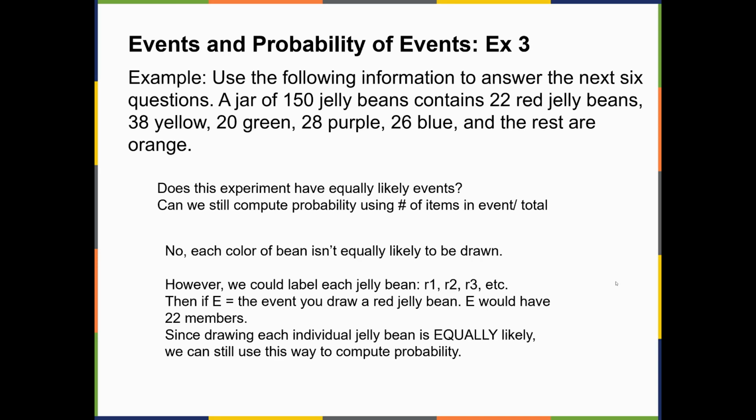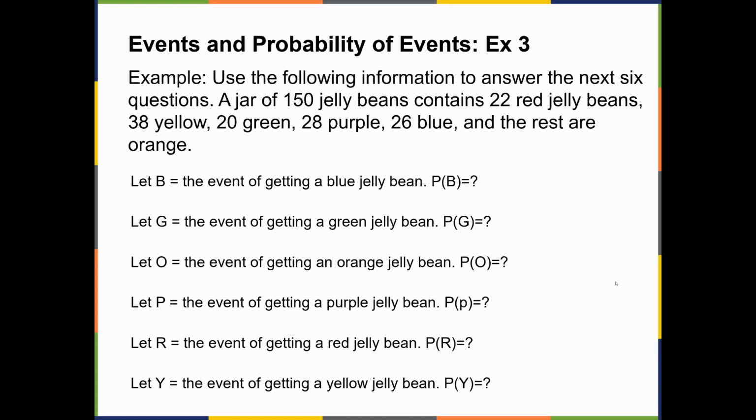And the reason I like to think in my head is, if I went in and labeled each jelly bean, right? I labeled the red ones red 1, red 2, red 3, and so on. I label the yellow ones yellow 1, yellow 2, yellow 3, up to yellow 38, etc. I could make E be the event that you draw a red jelly bean, and E would have all 22 members, R1, R2, R3, up to R22. So if I designate it that way, each individual jelly bean is equally likely, so I can compute the probability the same way. Let's go ahead and try to compute some probabilities with this.